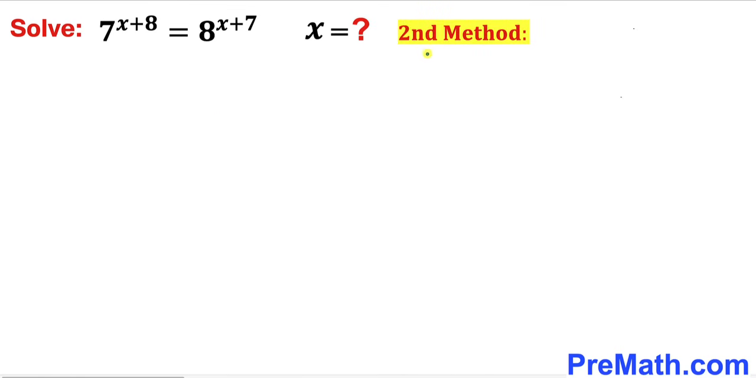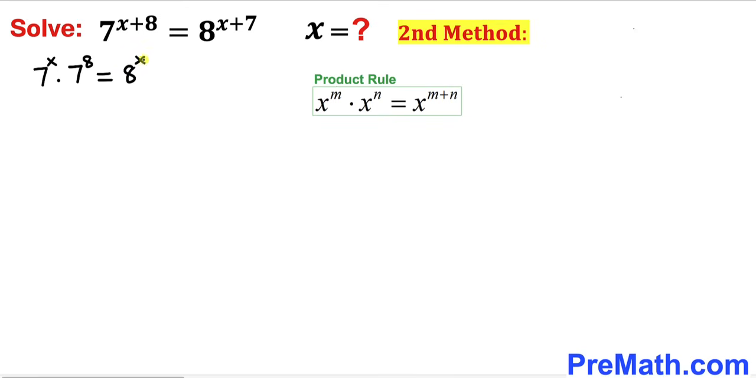And now I am going to show you a little bit different approach. Before we proceed any further, let's recall this product rule of exponents. If we have x power m plus n exponent, then this could be written as the product of x power m times x power n. And we are going to apply this rule on both sides of this exponential equation. So the left hand side could be written as 7 power x times 7 power 8 is going to be equal to 8 power x times 8 power 7.